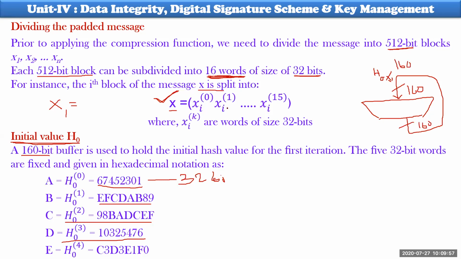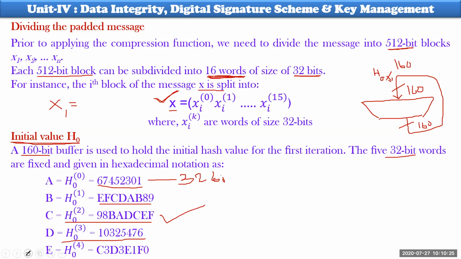So that is why we have taken 160 bits, and the 160 bits will be divided into 5 blocks, each having 32 bits. This is a constant value for every time before taking the first iteration. It is supplied to the specific compression function of SHA.